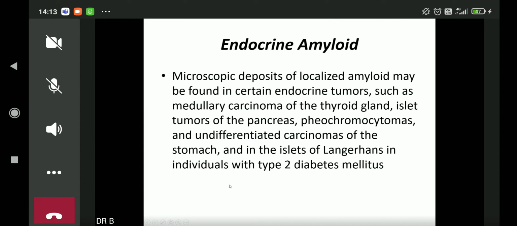Then comes the endocrine amyloid, which is again a form of localized amyloid. It is found in certain endocrine tumors like medullary carcinoma of the thyroid, islet tumors of the pancreas, pheochromocytomas, and in individuals with type 2 diabetes.